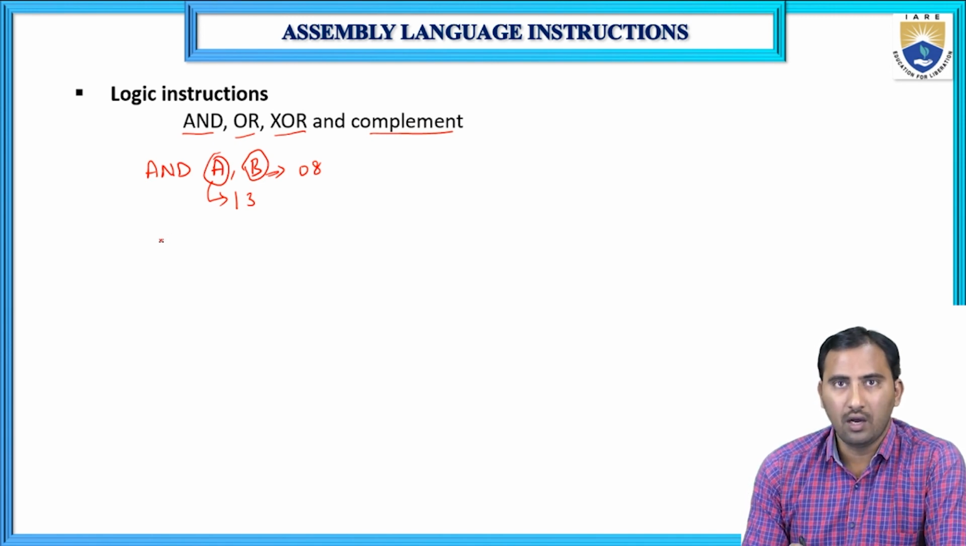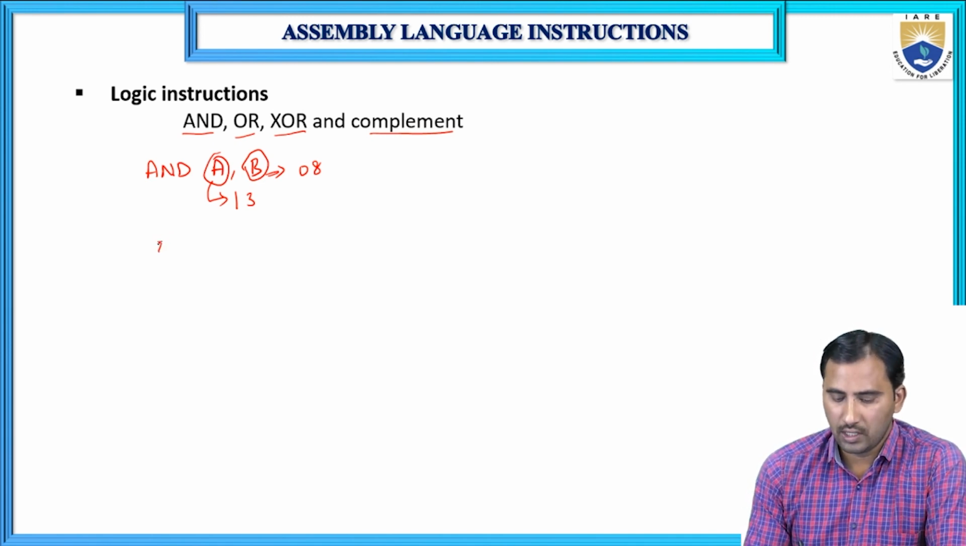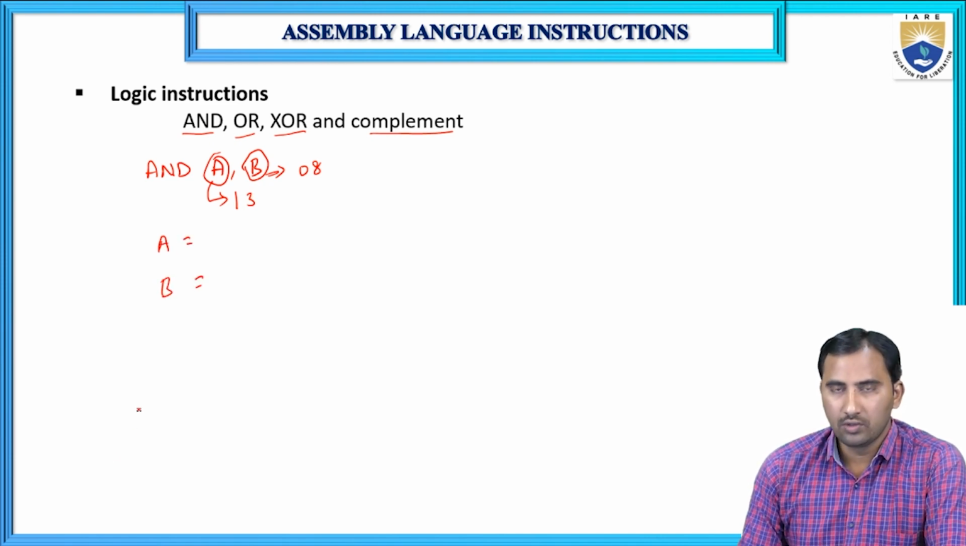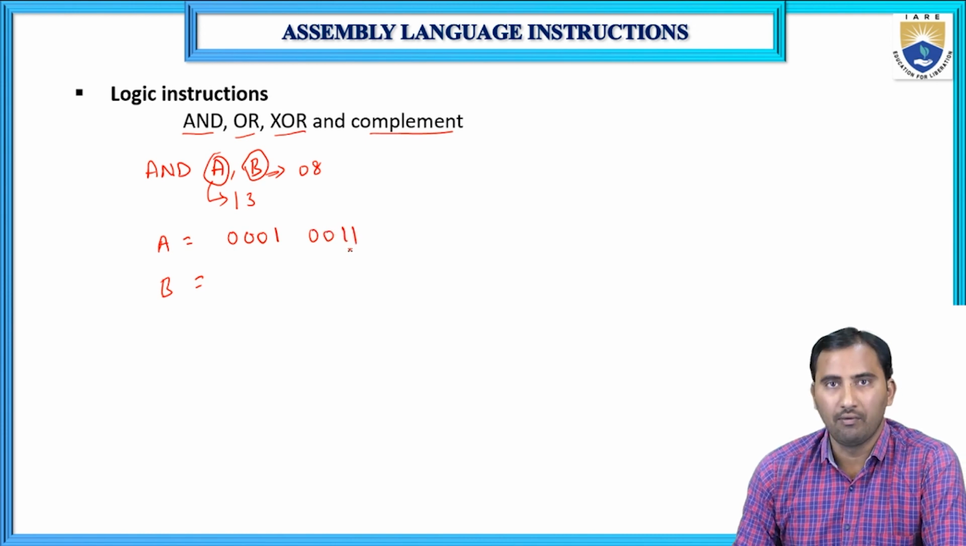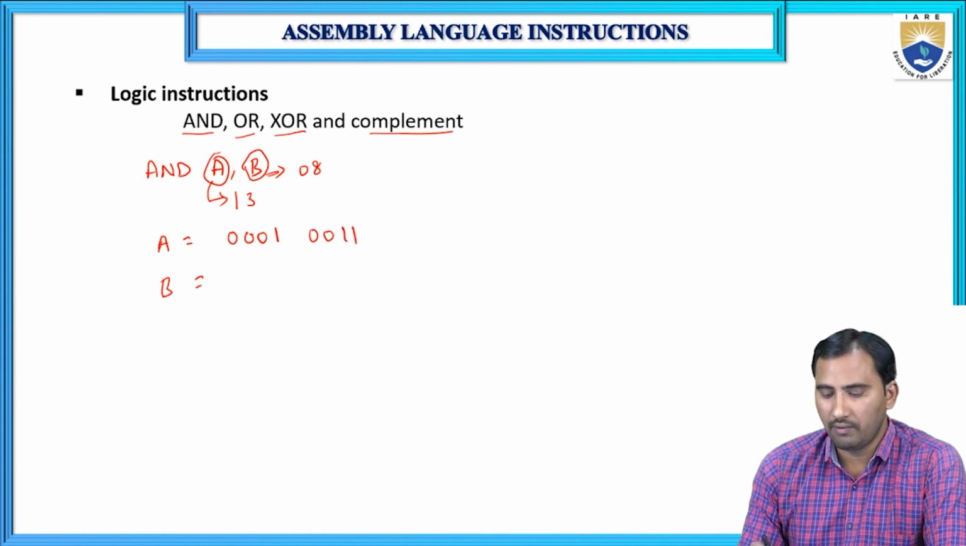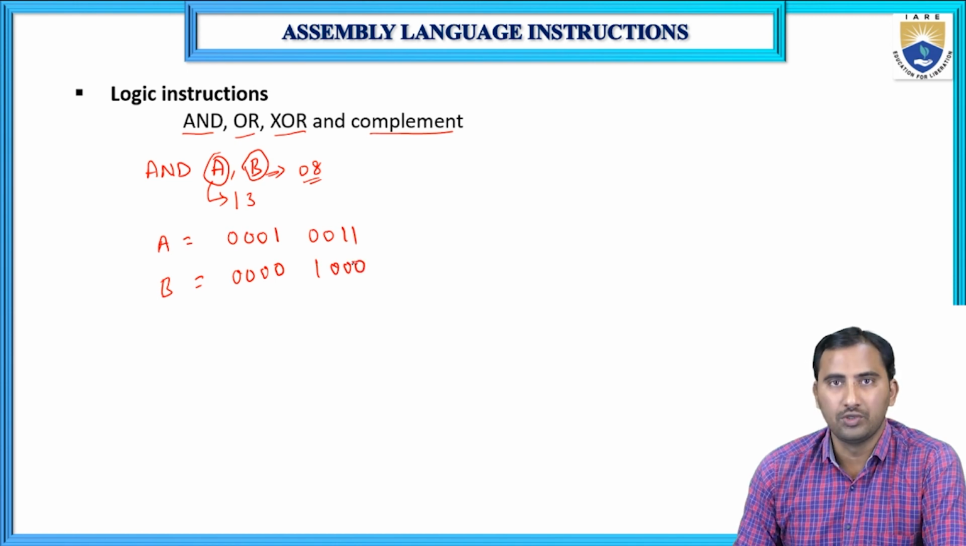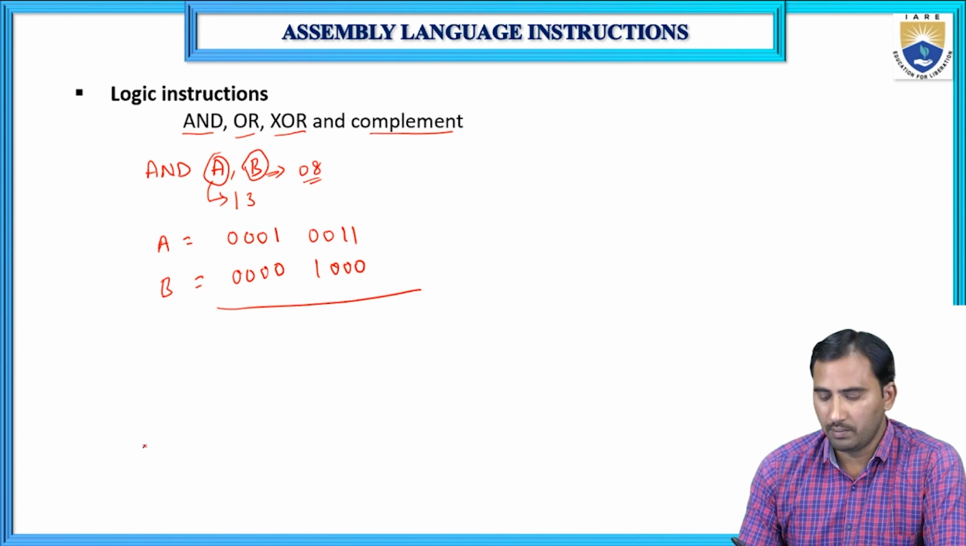So let's see how we can perform the AND operation. We have two registers, A and B. The A register holds 13. In BCD form we can write 1 as 0001 and 3 as 0011. Similarly, the B register holds the value 08, so 0000 and 8 is 1000. Now we are performing the AND operation between every bit.